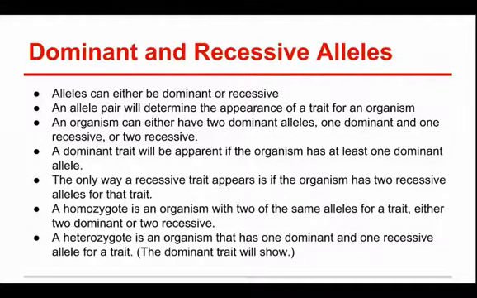So homozygote is the official name given to an organism that has two of the same alleles for that trait. Either two dominant or two recessive alleles will be homozygote for the recessive or the dominant trait. Heterozygote is an organism that has one dominant and one recessive allele for that trait. The dominant trait will always show in this case.